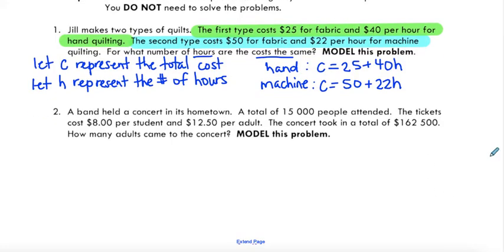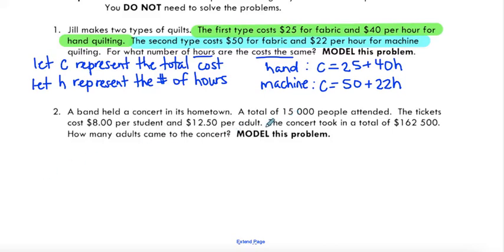A band held a concert in its hometown. A total of 15,000 people attended. The tickets cost $8 for students and $12.50 for adults. The concert took in a total of $162,500. How many adults came to the concert?